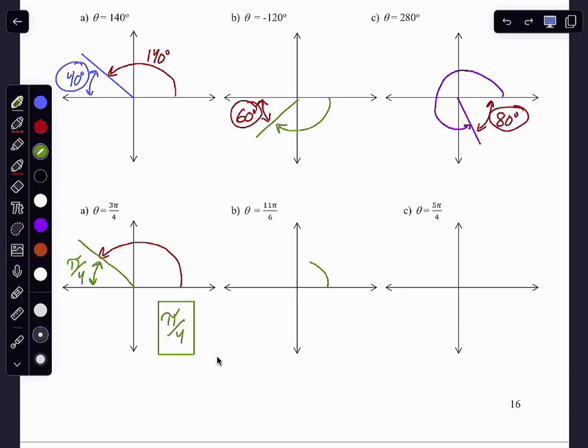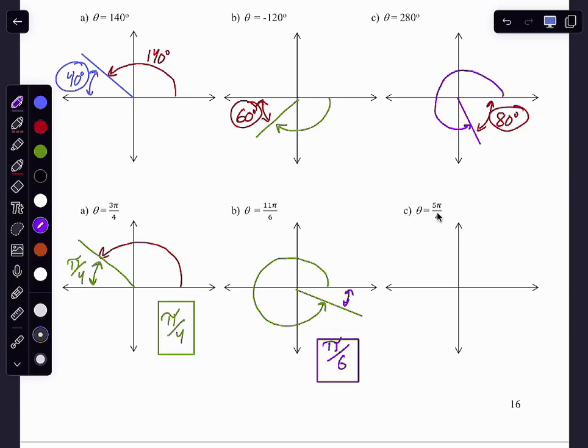11 pi over 6 brings you all the way almost to the end here. It brings you into quadrant 4. 12 over 6 would be all the way around. Is 11 pi over 6. So what's the amount of turn here? Pi over 6.